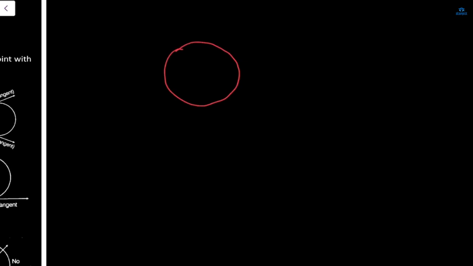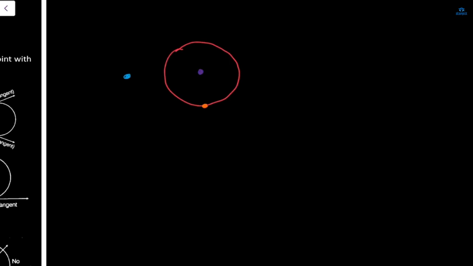Now, a point can be at three different positions when we are discussing a point. For example, this is a circle. The point can be outside the circle, the point can be inside the circle, or the point can be on the circle. These are the three positions if we are talking about the point. Since three conditions are there, there are three different cases.